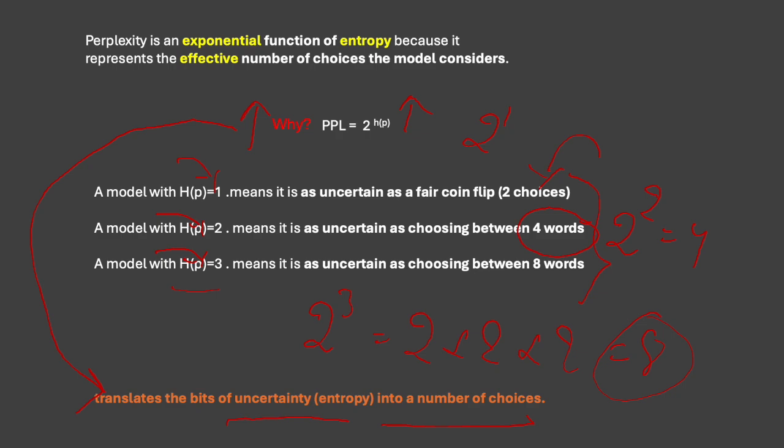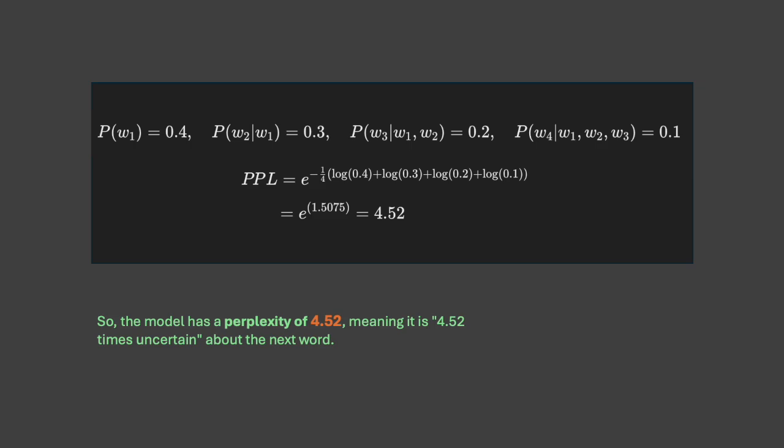Now let's try to decipher the perplexity score and what it means in a better way. Let's try to understand it through an example. Suppose I have the probability distribution here. The probability for word 1 is 0.4, and for W2 given word 1 is 0.3. Similarly, we have 0.1, 0.1. And if I have to calculate the perplexity score, we know the formula is 2 to the power H of p, where H of p is the randomness.